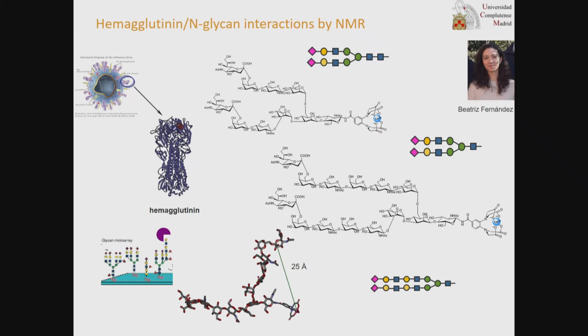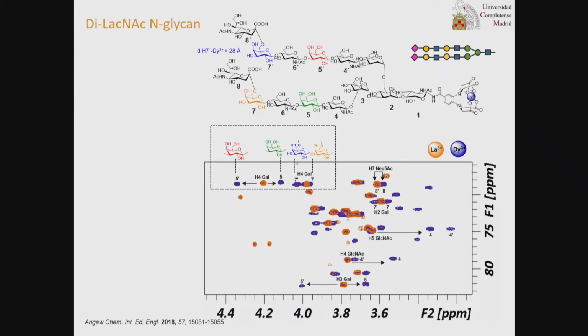Then I'm not going to show you all the spectra, I promise, but I'm just going to show you this because for me it's beautiful. In this case, this is the compound, the B antenna with 2 LacNAc repeats. These yellow circles are the galactoses, and as you can see here, we have 4.